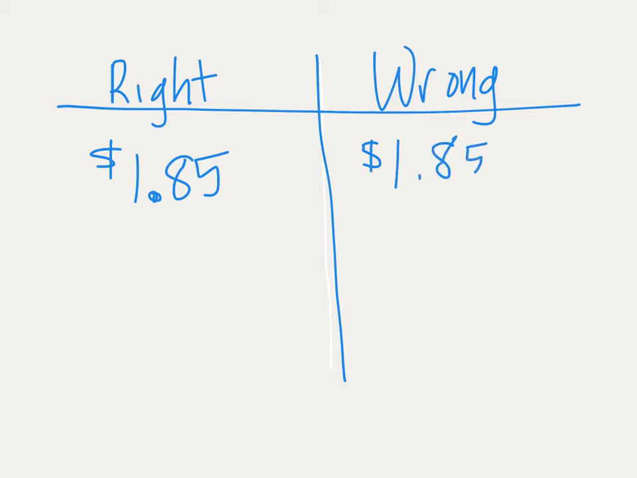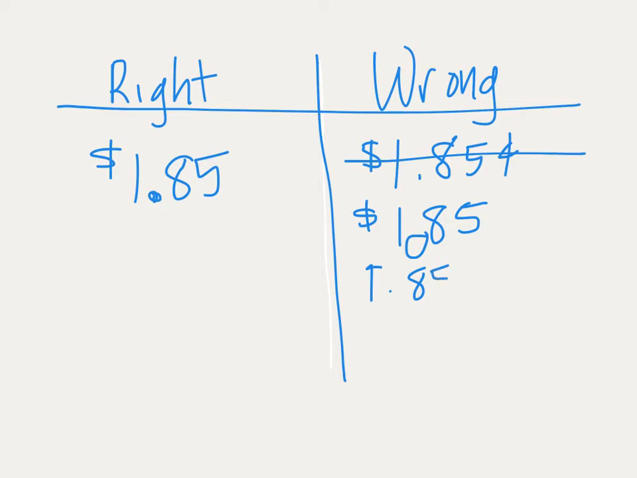$1.85. That's wrong. No bueno. How about $1.85? Why is that wrong? Well, I'm missing a decimal point right there. How about this? $1.85. What's wrong with that? Well, the dollar sign's after the number. You can't do that. Here's one that's really a common mistake.